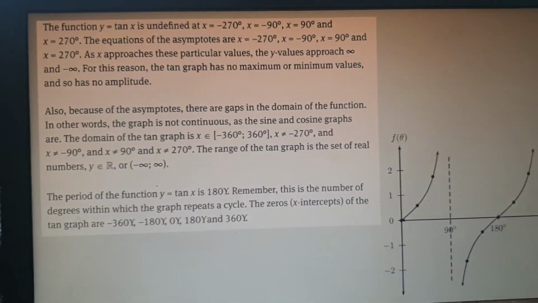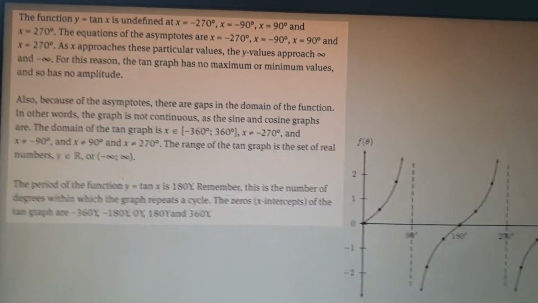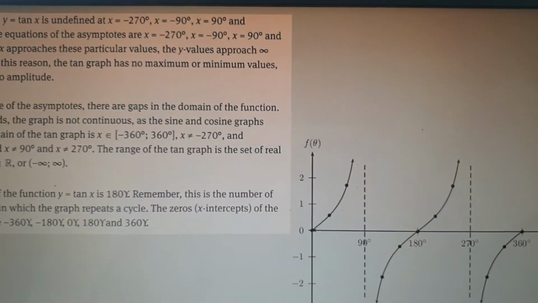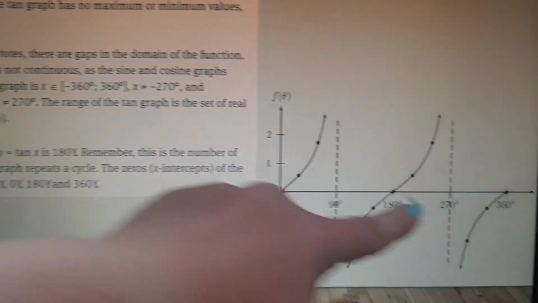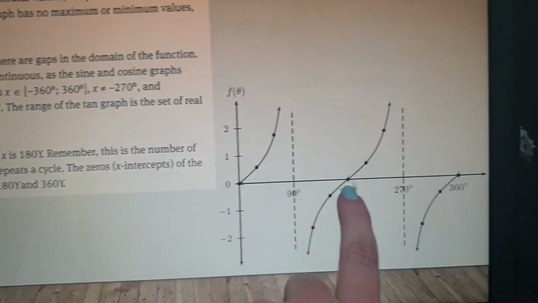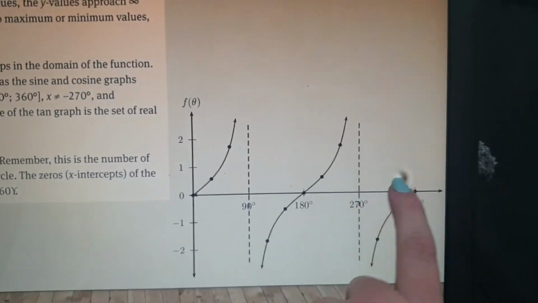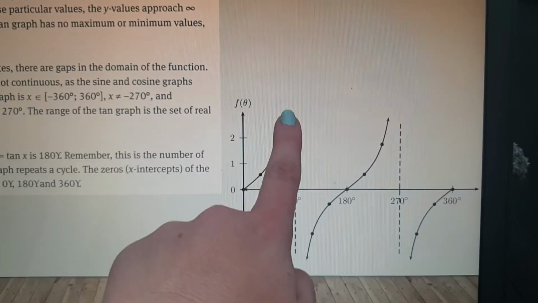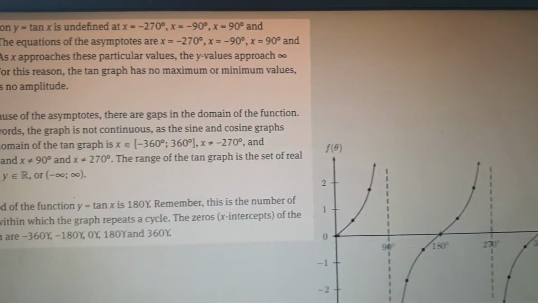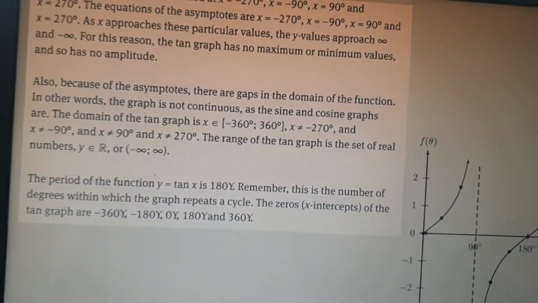Okay, and then also because we have the asymptotes, it means we have gaps in our domain of the function. What is the domain? The domain again is the x values. So it will have x values here, till here. And x values again here, and x values again here. But on the asymptotes, it doesn't have x values. So that means there are gaps in the domain, okay?